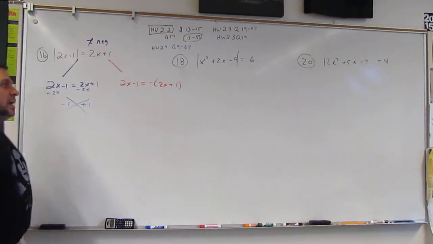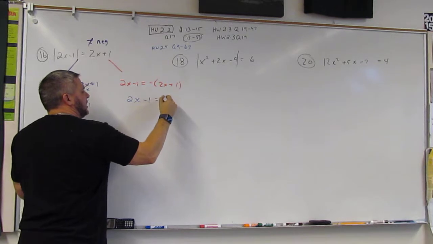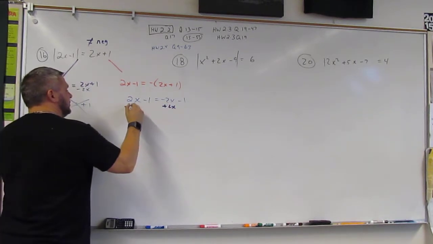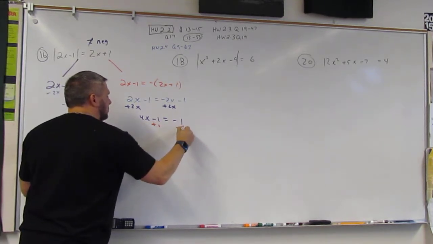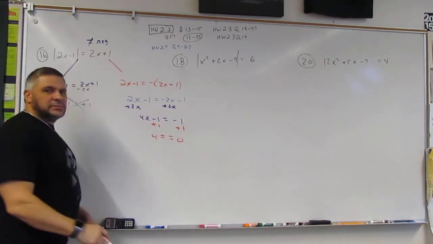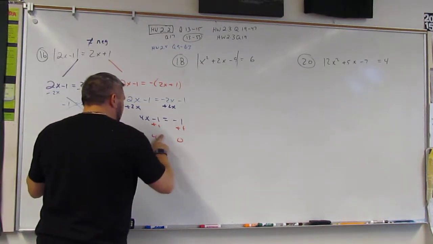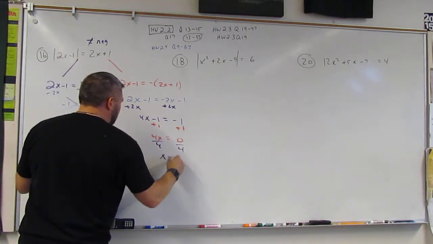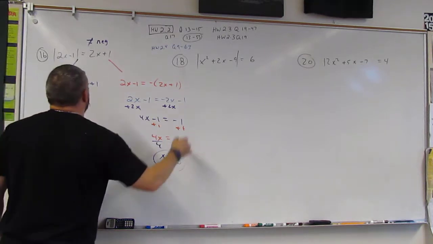Right? And then I go, well, this is 2x minus 1 is equal to negative 2x minus 1. So add 2x, I get 4x minus 1 equals minus 1. So I add 1. And I get 4x is equal to 0. Oh, I see what I did wrong. 4x is equal to 0. And so I divide by 4, get x is equal to 0. Does it work? If I plug in a 0, is this still positive? Yes, it is. There it is. Done.